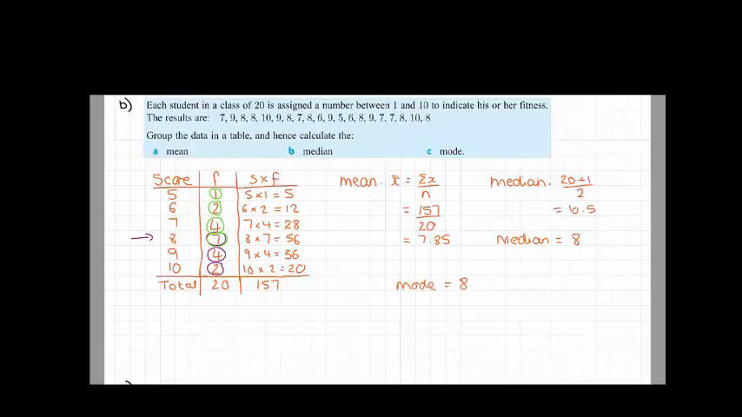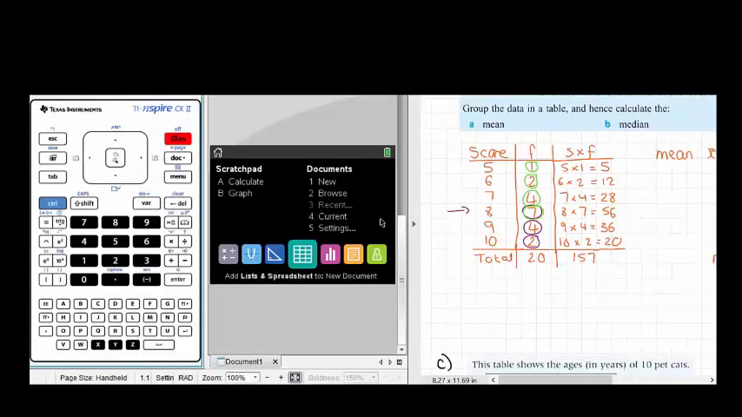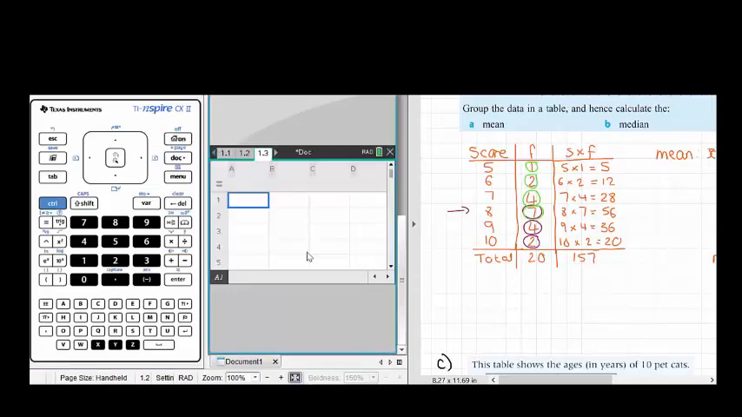Now when we do our calculator, we can enter frequency tables into our calculator to calculate the mean and median, and I'll show you how to do that now. Okay, so once again on our calculator, go to your home page, which is the on button, and we're going to go to a spreadsheet again. Now this time when we're entering the data into the spreadsheet, we're going to enter our scores. So we've got 5, 6, 7, 8, 9, 10.